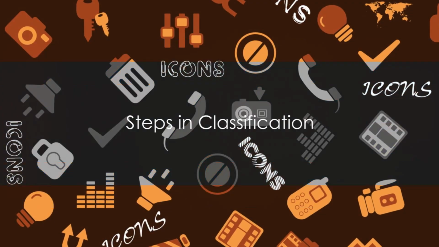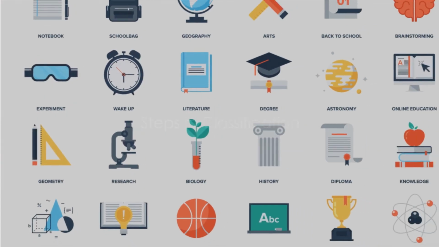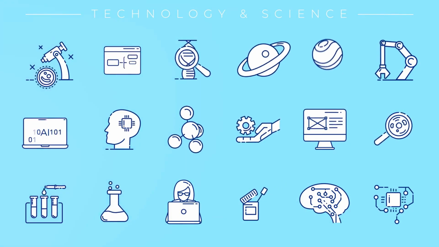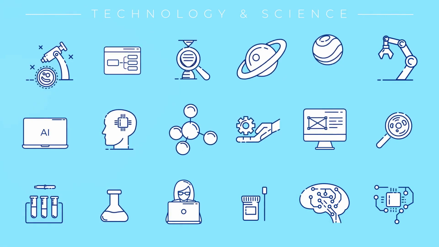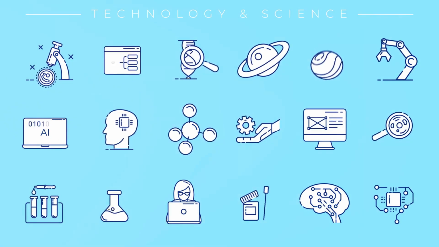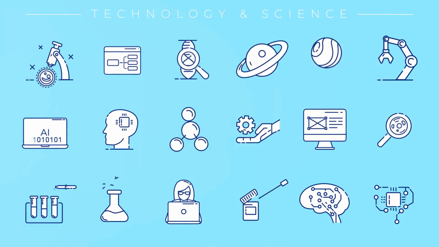The first step in classification is defining your classes or groups. You need to know what categories you're sorting your data into. These could be as simple as spam or not spam in an email filter, or as complex as different types of customer behavior in a marketing analysis.